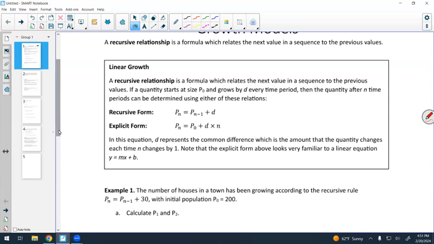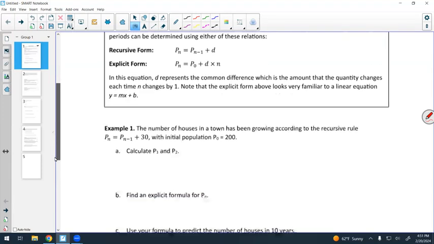The explicit formula is p sub n equals p sub 0 plus d times n. So in this case, we can find any number in the sequence by taking the starting number p sub 0 and adding d, the difference per time period, times the number of time periods. And if you look at that explicit formula, you may recognize it as a linear equation, y equals mx plus b, which is why we're talking about linear growth. So let's look at a couple of examples of this.